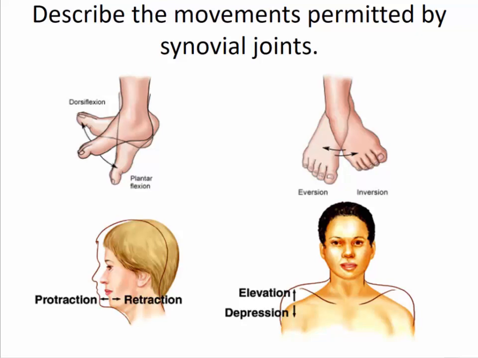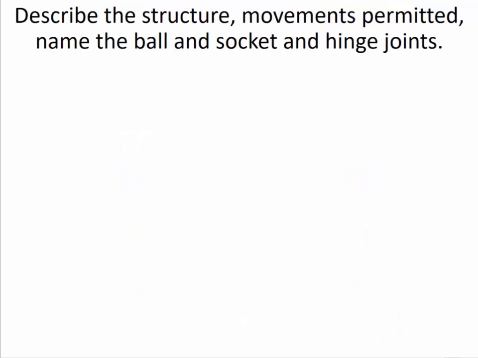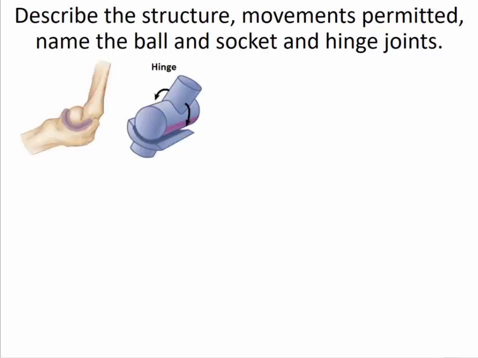Now that we've looked at the movements permitted by the synovial joints, let's look at the various structures of synovial joints, the movements permitted, and then we'll focus in on the ball and socket and hinge joints. Here's the hinge joint. The hinge joint is a convex surface of one bone that fits into the concave surface of another. It allows for movement in one plane only, and examples of it include the elbow, the knee, and the joints of the phalanges.